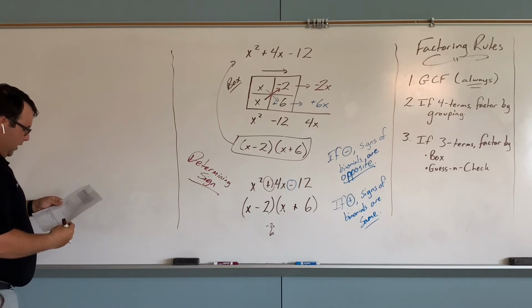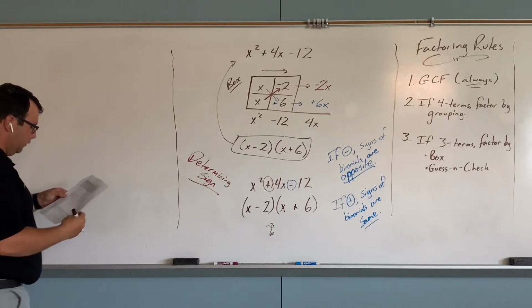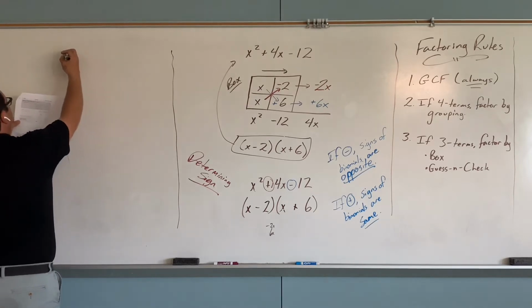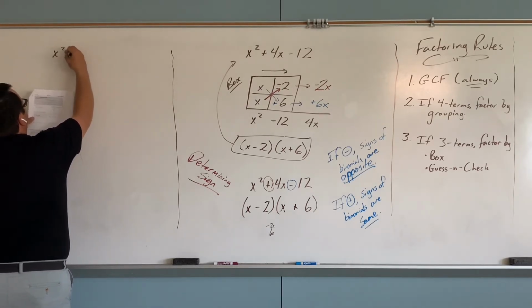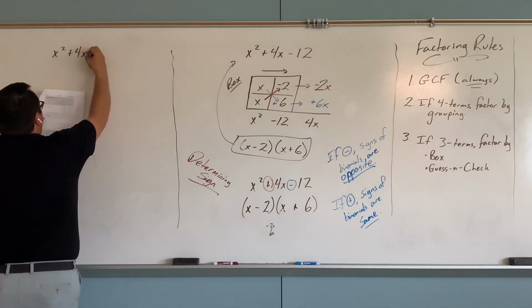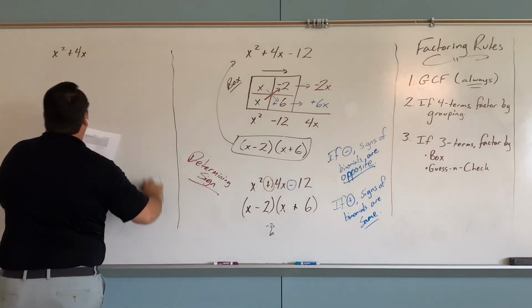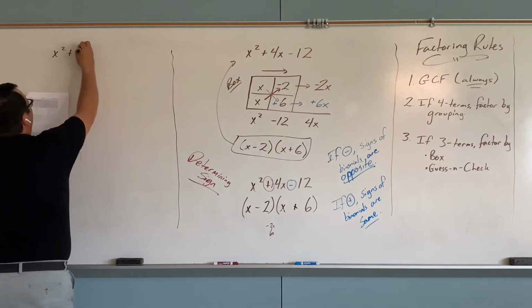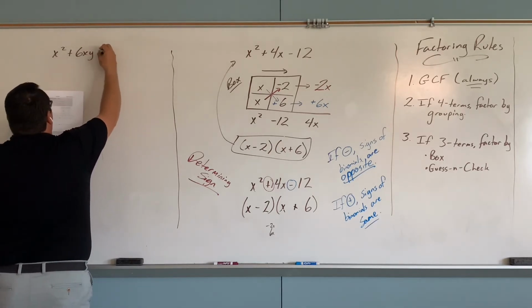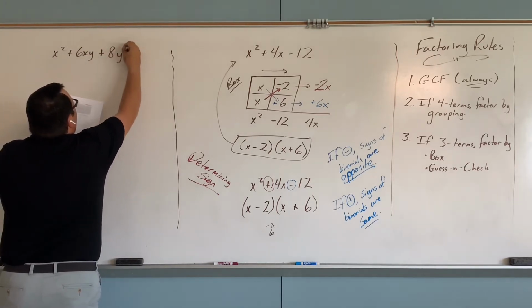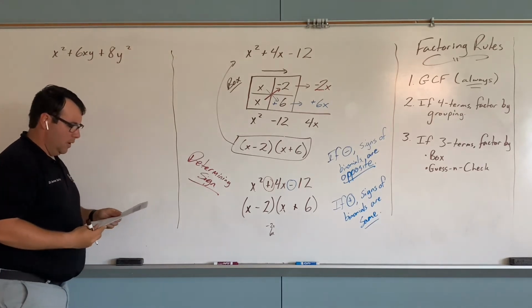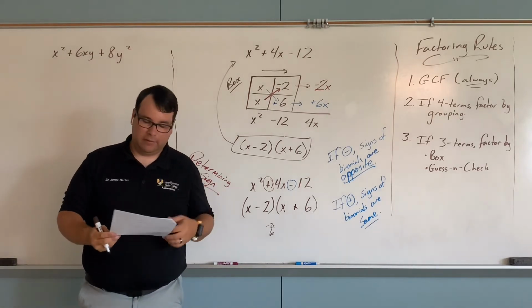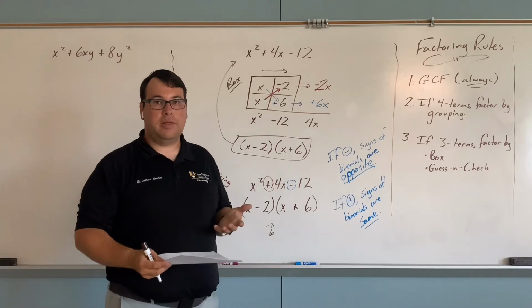Okay, so we have our first problem. Our first problem I have as x squared plus 4x. Oh, I'm reading the wrong problem. I'm reading that problem. I have x squared plus 6xy, that looks better, plus 8y squared. And it says, for all of these examples, factor completely.